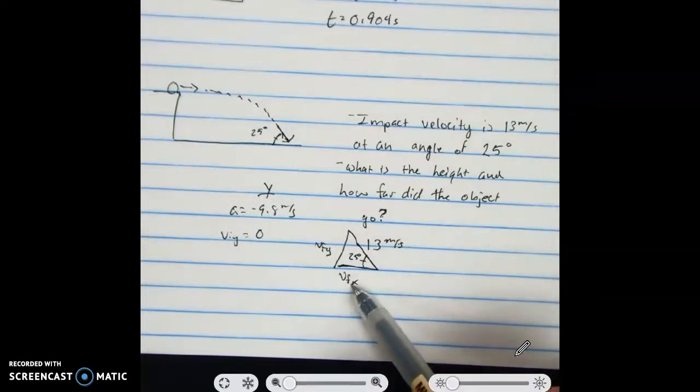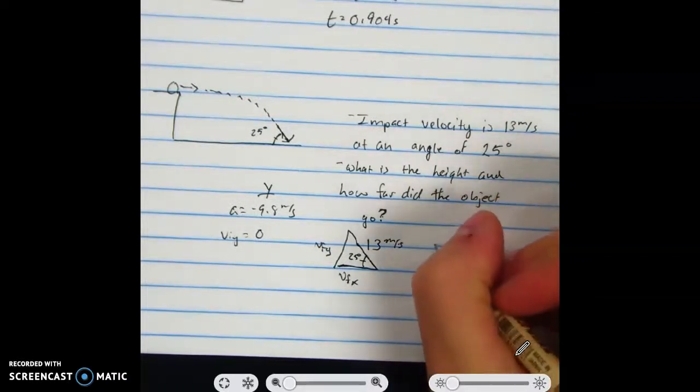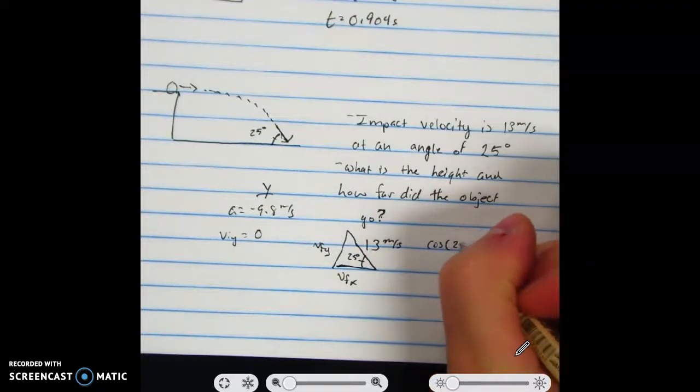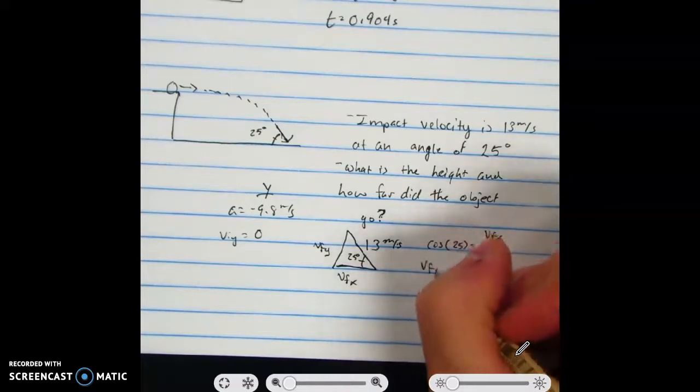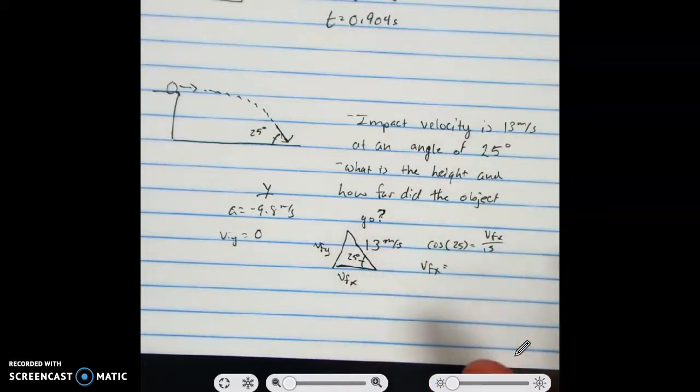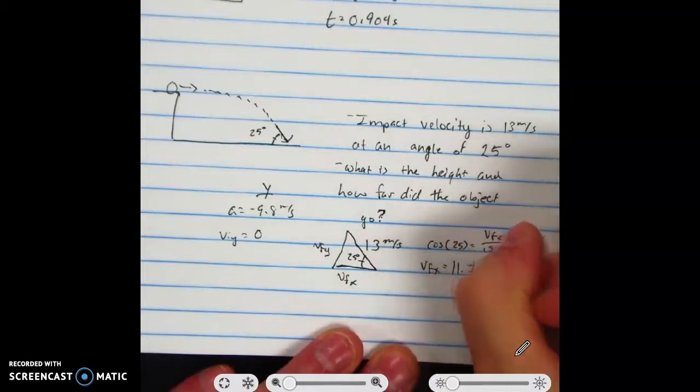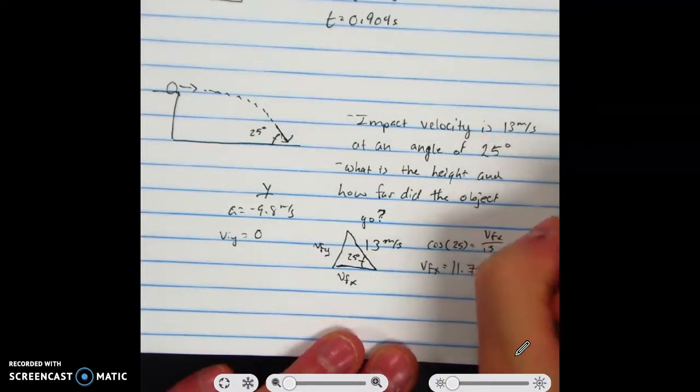So x ends up being our cosine, so I have cosine of 25 is equal to v final x over 13. V final x is equal to, I'm just going to do this off screen, make sure we're in degree mode, not radian. Oops, I actually turned my calculator off. So 13 cosine 25, 11.78 meters per second.